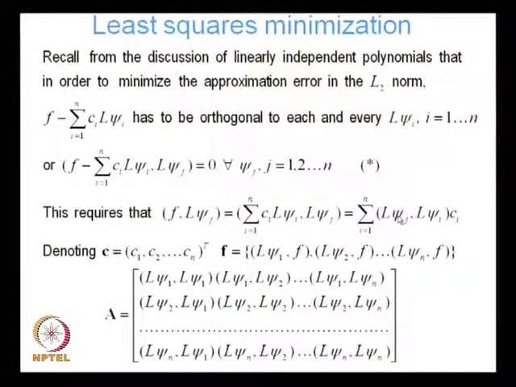So the first component is L psi 1 with L psi 1, the second component is L psi 1 with L psi 2, the third component is L psi 1 with L psi 3 and so on and so forth. Then I get a system AC is equal to F, where this is my A. If I know my basis functions I can evaluate the components of A, because this is nothing but the inner product of L psi 1 with itself, this is L psi 1 inner product L psi 2. I know the right hand side because my function f is known, and L psi 1, L psi 2, L psi 3 are known. Then I can solve for my C's and I get my solution.